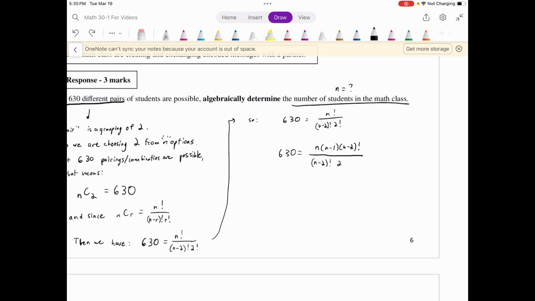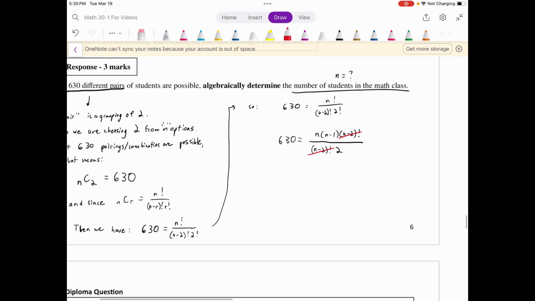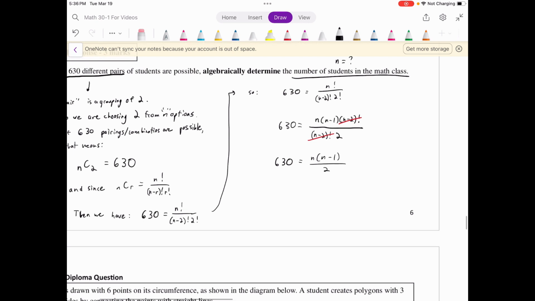In fact, while we're here, 2 factorial is just 2 times 1, so we can just change that to 2. And then look at this. n minus 2 factorial over n minus 2 factorial is just 1. We don't know what n is, but we know that a number over itself always equals 1. So we've got 630 is equal to n times n minus 1 over 2. And now, doesn't this look like we're back in Math 20, solving a quadratic equation? Well, we are. This is exactly that.